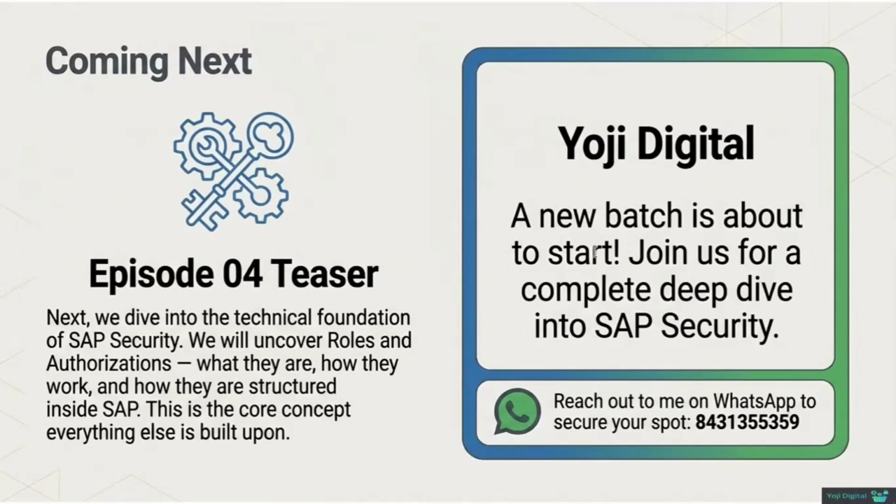That brings us to the end of episode 3. I hope the concept is now completely clear for you. It is one of those things that sounds confusing at first, but once you understand it, it just makes sense. In episode 4, we are going to get into roles and authorizations, the actual technical foundation of SAP security. This is the episode where the real hands-on learning begins.